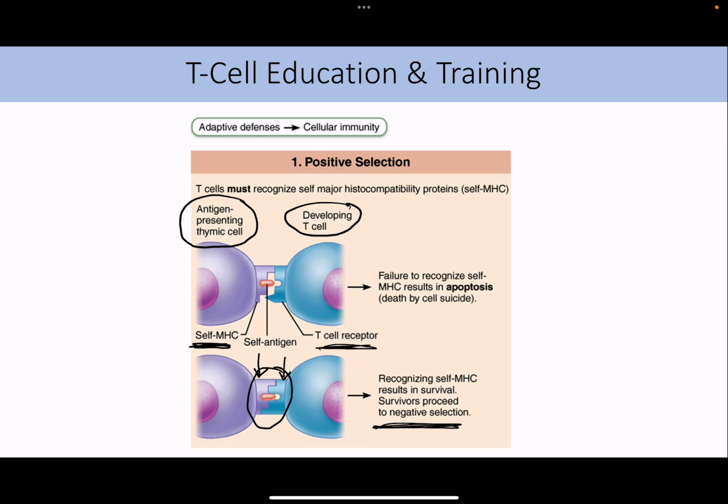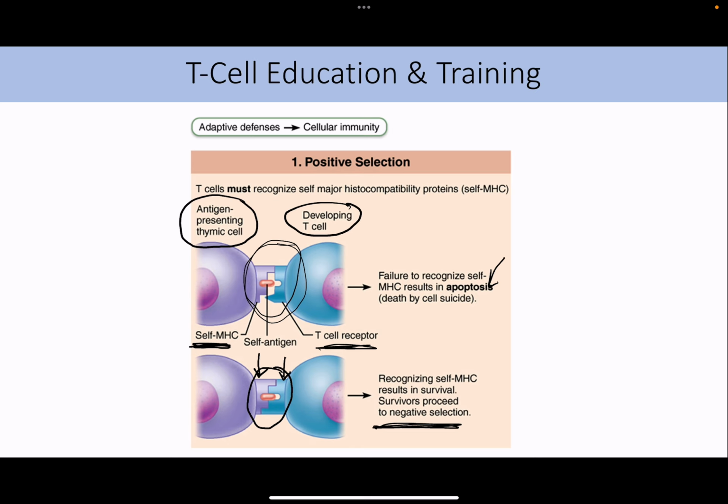If that happens, recognizing the self MHC results in survival, and then the survivors can proceed to the next test. Once they pass this test, they move on to the next test. If they cannot recognize it, you can see they do not match up perfectly here. They have not positively recognized this particular self MHC. And so that cell will then undergo apoptosis, so regulated cell death. That T cell is non-functional. It cannot tell a self cell. It does not bind properly, so it must die.